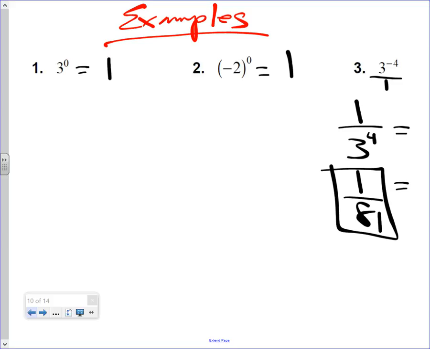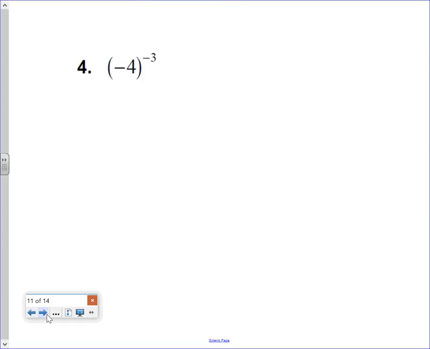Any other questions on example 3? No? Good. I don't feel like answering questions. Here we go. Number 4. Negative 4 to the negative 3rd power. Ms. Ramirez, what rule should I use? 1, 2, 3, 4, 5, 6, or 7? Thank you. Exactly. Rule 2 has negative exponents.